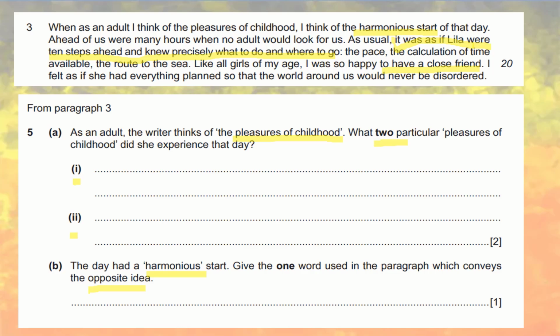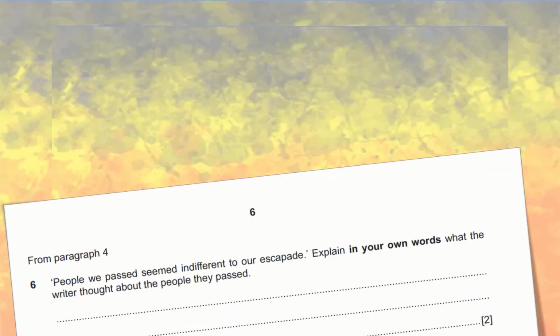Now, the last part of the question talks about one word. I'm sure that you could spot that word, which is the opposite of harmonious. So you have seen that the examiner sets different types of questions. Now we are on paragraph number 4.